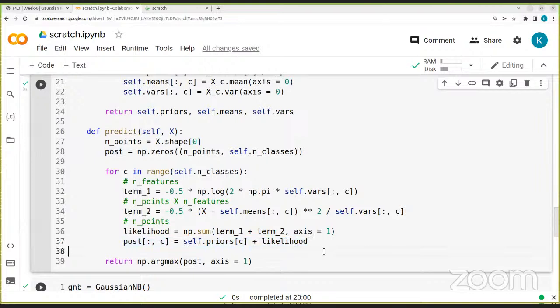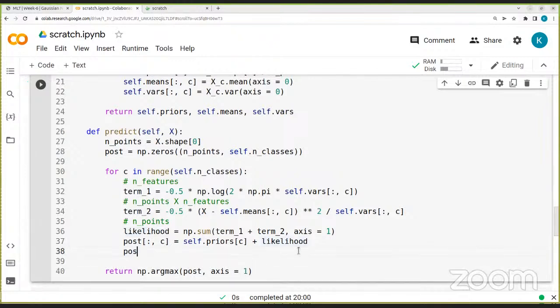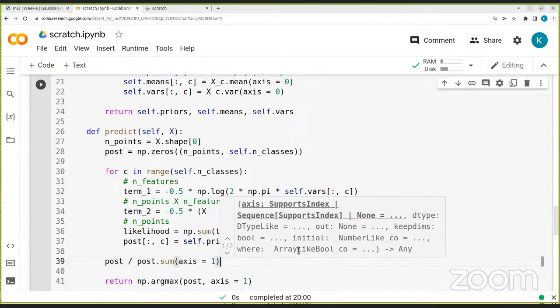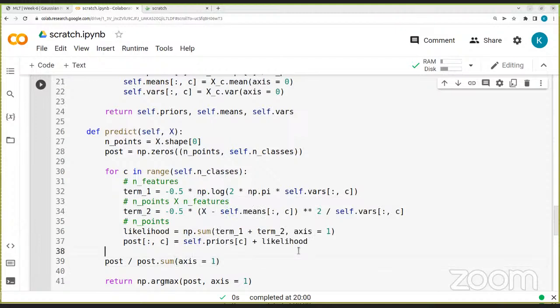That is true. So even then, to get the probability, you can do posterior divided by posterior dot sum across classes. But this is all still in log space, no? So we'll have to convert it back. Correct. This is still in the log space. You are right. So how do we do that?